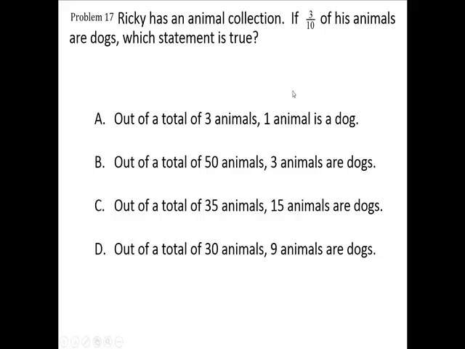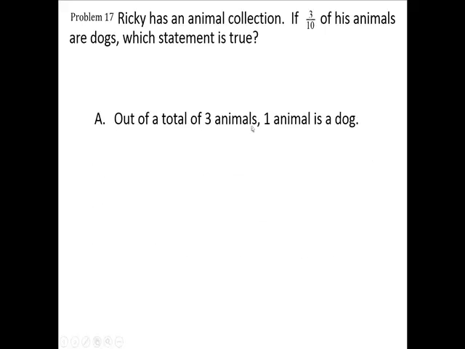Well, let's consider the first statement. One of these is going to be true, A, B, C, or D. One of the 4. Okay, look at statement 1. This is saying that 1/3 of them are dogs. Is it true that 1/3 equals 3/10?